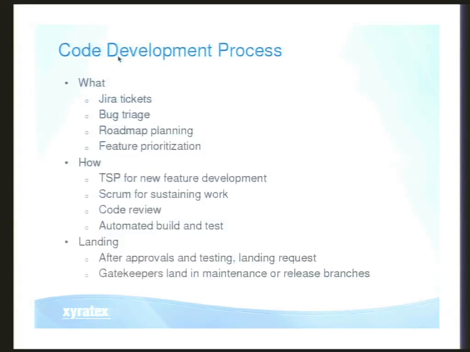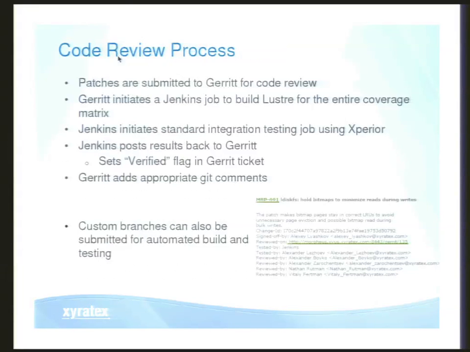The review process at Xyratex is fairly well automated, so we submit our patches up to Garrett. Garrett immediately starts off a Jenkins job to build any patches that are up for review. That Jenkins job then starts an automated testing job with a tool called Xperior that was developed by Roman, who's sitting somewhere around here.